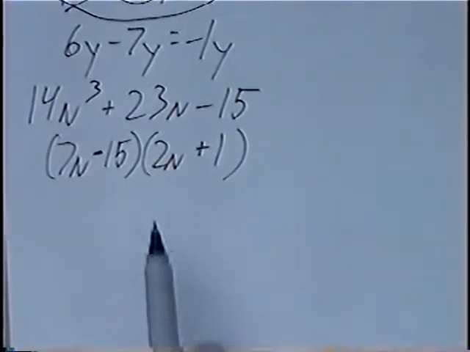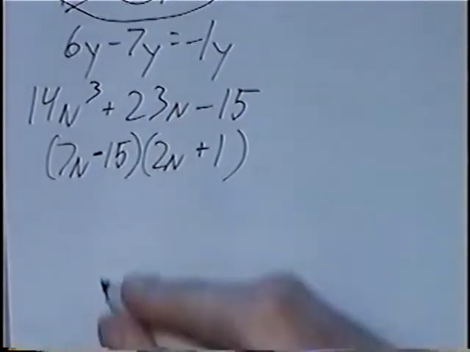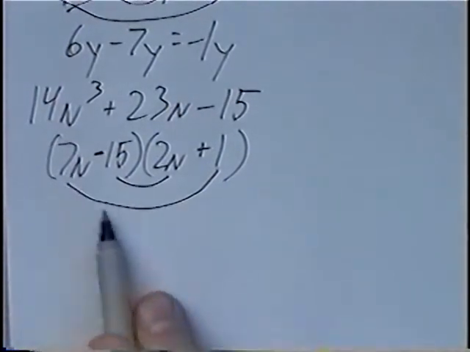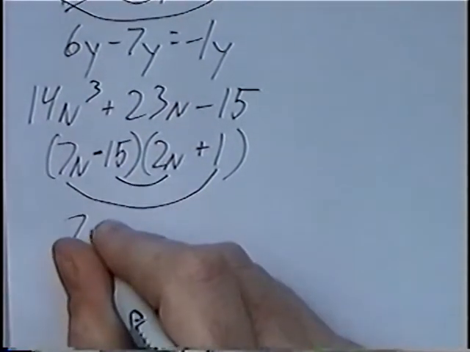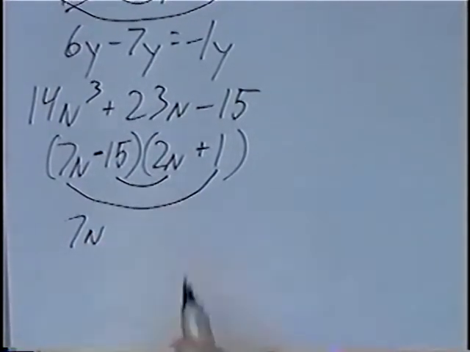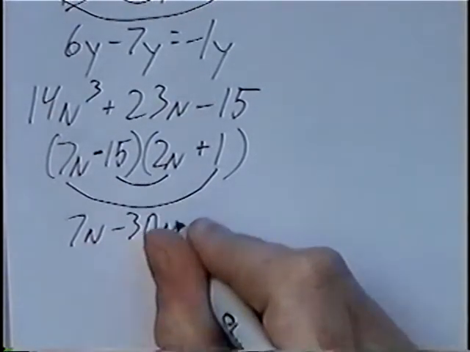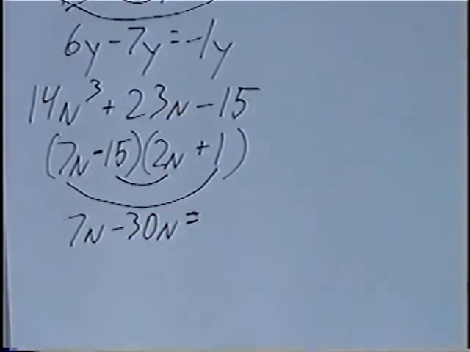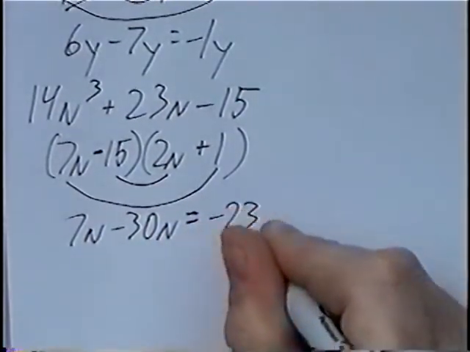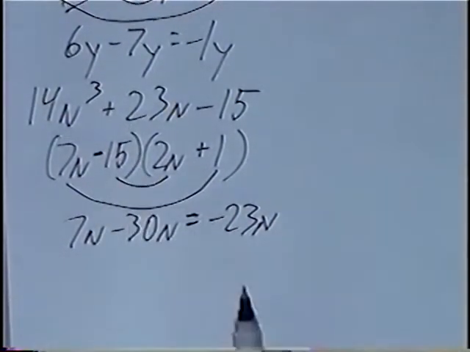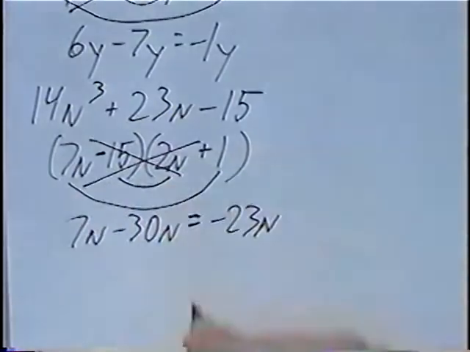To check and see if it matches up, this time it has to add up to 23n when we multiply the outside terms and the inside terms. 7n times a positive 1n would be 7n, and negative 15 times 2n, negative 15 times 2 would be negative 30, and n would stay the same. Combining these, 7n minus 30n would be negative 23n. Negative 23n is not the same as positive 23n. So if it's not exactly the same, this answer does not work out.